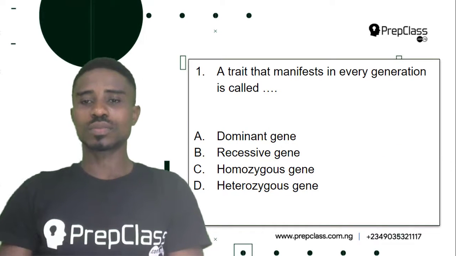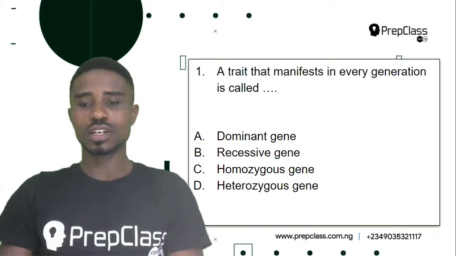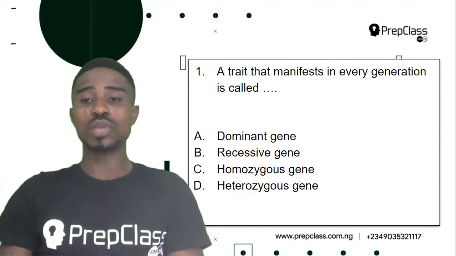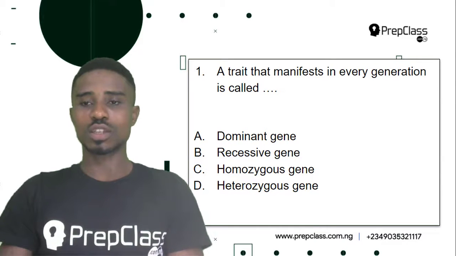Question 1. A trait that manifests in every generation is called A. Dominant gene, B. Recessive gene, C. Homozygous gene, D. Heterozygous gene. For us to carefully select the correct answer, we need to build an understanding of this question, then select that answer that best explains the question.